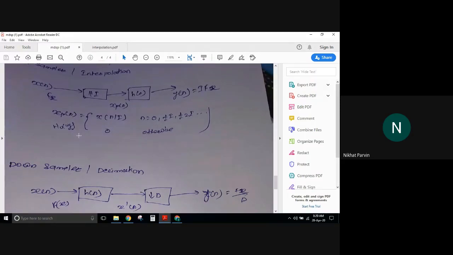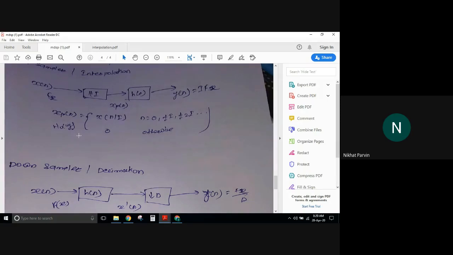When you don't have any low pass filter, you only have the arrow with I, an arrow increasing with an I, or an arrow decreasing with a D. They are nothing but upsampling and decimation. How we have done upsampling and decimation, we have seen in the last class. Now I am only adding the low pass filter at the output and the low pass filter at the input.